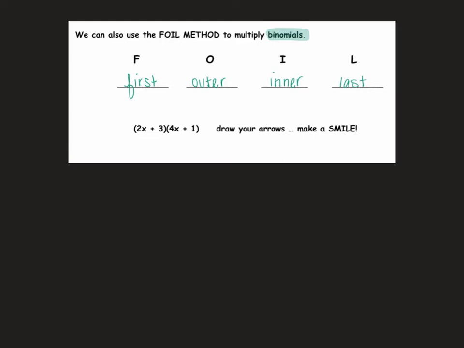Binomials have two terms. So let's color code this again. So we're going to start with our first. We're going to do it yellow. So our first terms would be 2x times 4x. So when I do that, I'm going to get 8x squared. My next terms are going to be my O, so outer. So it means I'm going to do the ones that are kind of like our bookends, right? We have 2x times 1, so that's a plus 2x.